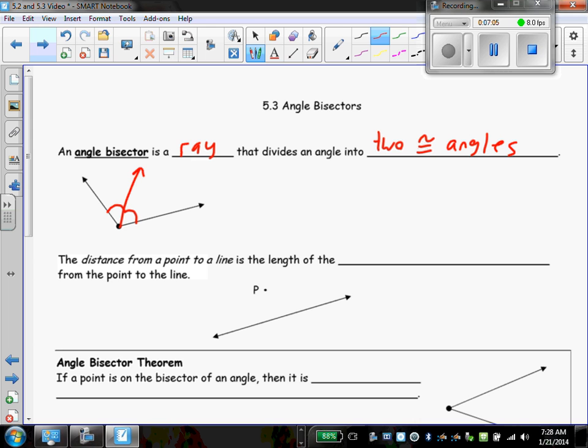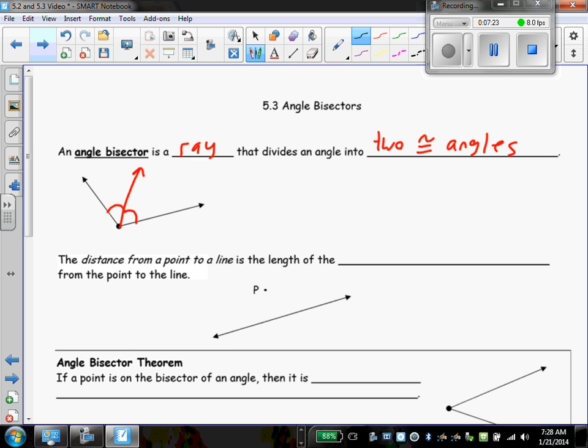So, in order for us to understand what the angle bisector theorem is, we need to talk a little bit about what distance from a point means. Because when we talk about distance from a point, we could technically refer to a bunch of things.